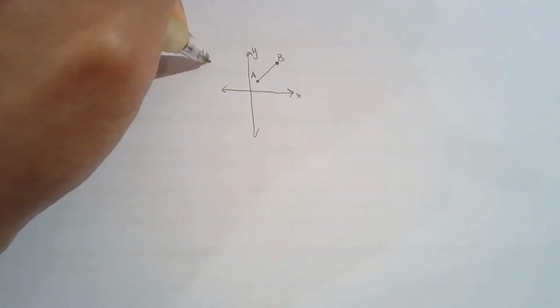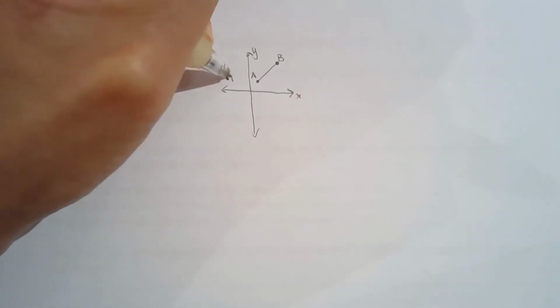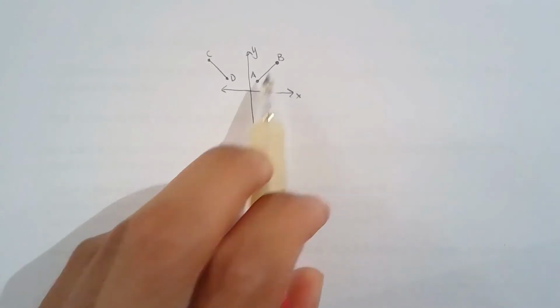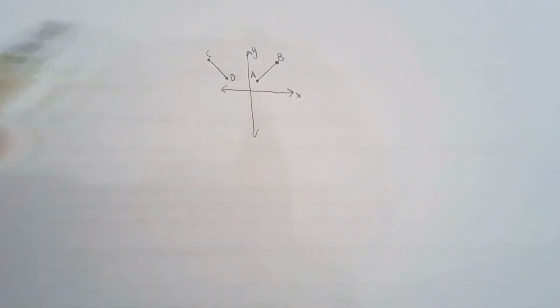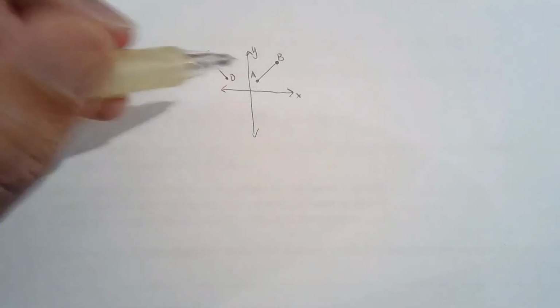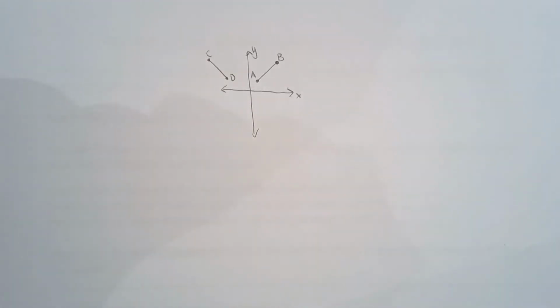And if I can draw another one, let's say the endpoints are C and D. So this one is line segment AB, and this one is line segment CD. So when we have line segments, it's nice to identify the endpoints so we can talk about the line segment, especially when there are more than one line segment. Okay, so let's focus on line segment AB. Or if you prefer, you can focus on line segment CD.